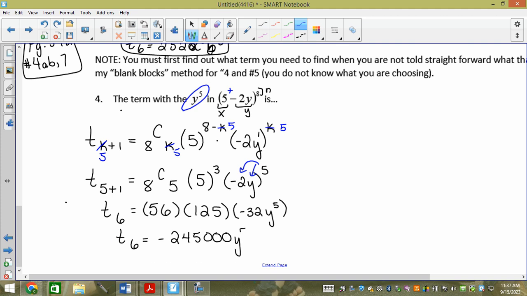Now it asks me for the term. Well, this is the term, so this is what I would box. That's the term. What if it asked me for the term number? What would your answer be? Yes, T6. So it would just be a 6 in the numeric response box, right? If it asks for the term number. If it asks for the term, it's your answer. That is the term.